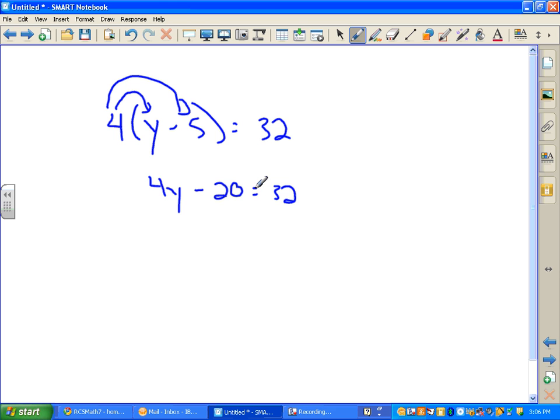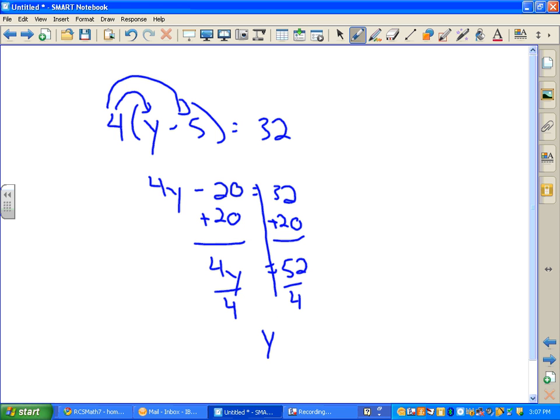Once I do that, again, just like with the combining like terms, I'm at a two-step equation. So all I have to do is opposite operation on both sides. I'll add the 20. That leaves me with 4y on the left, gives me 52 on the right. And then I just need to divide by 4, and I'll get y equals 13.